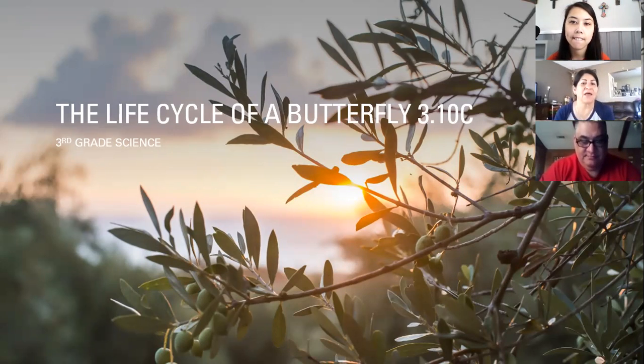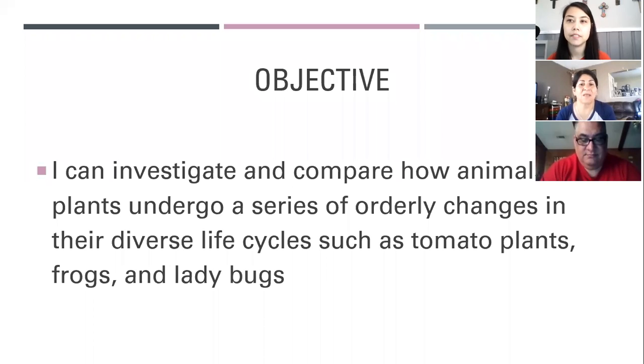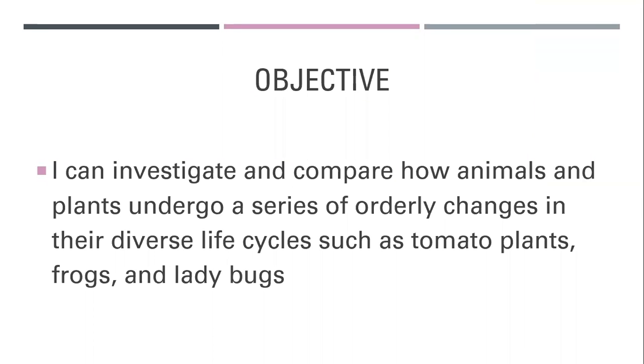Today, the life cycle of a butterfly, 3.10c. Objective: I can investigate and compare how animals and plants undergo a series of orderly changes in their diverse life cycle, such as tomato plants, frogs, and ladybugs.